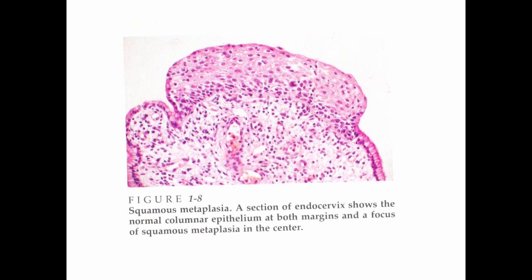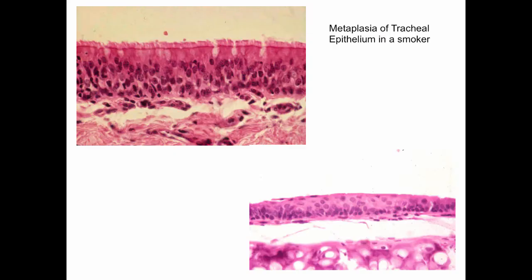All right. Oh, and so here's a good look at metaplasia of the tracheal epithelium in a smoker. So we've got this nice, lovely ciliated columnar cells, and then replacing that are just simple squamous cells. Okay. And as I said, that's reversible. Metaplasia is reversible.